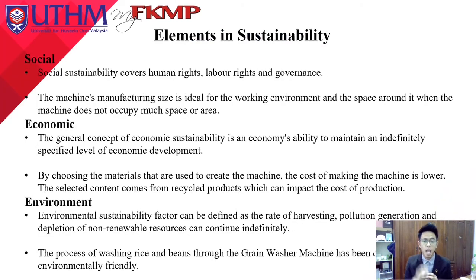Next, elements in sustainability. There are 3 elements in sustainability. The first element is social. What is social in sustainability? Social sustainability covers human rights, labor rights and governance. For an example, the machine manufacturing size is ideal for the working environment and the space around it, as the machine does not occupy much space or area.